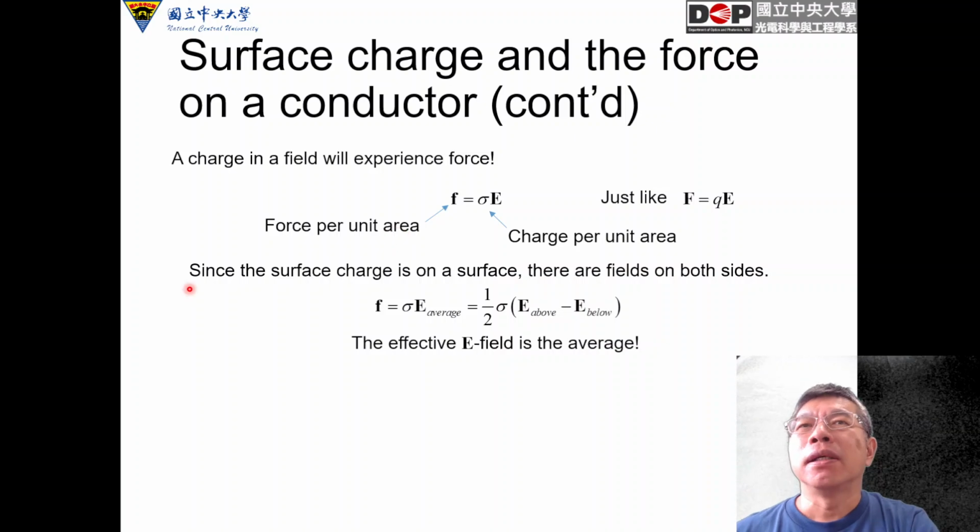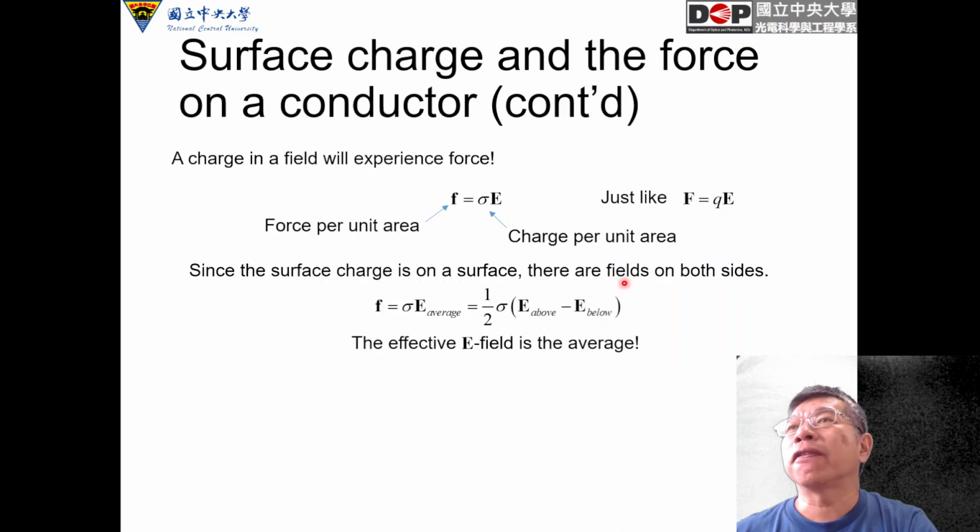Okay. Since the surface charge is on a surface, there are fields on both sides, above and below. So this is actually an average.